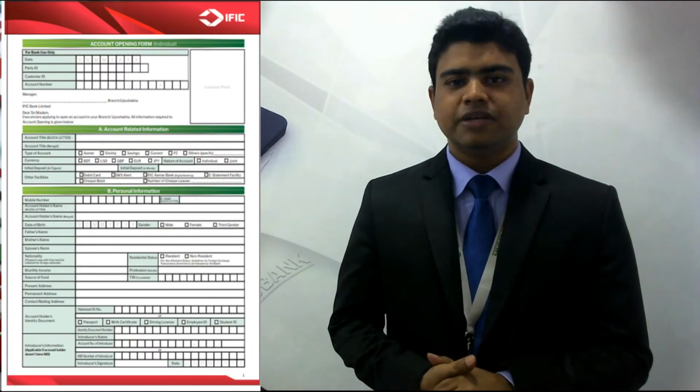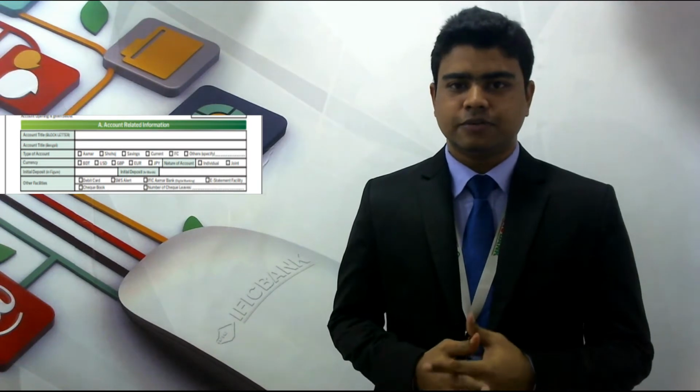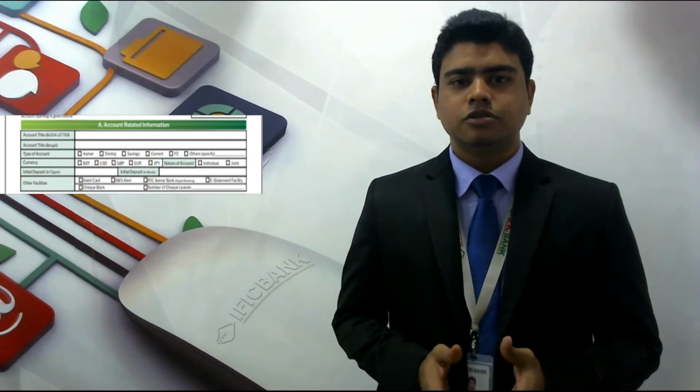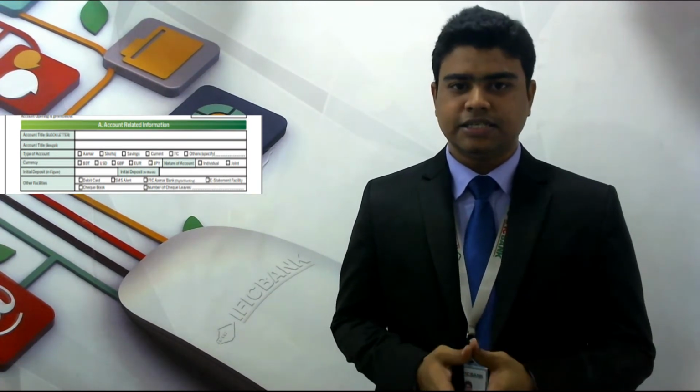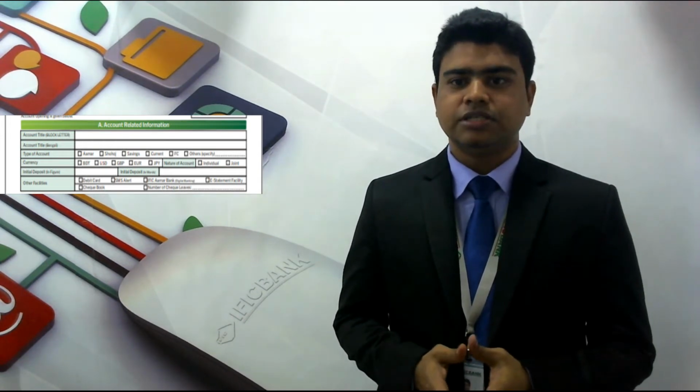The relationship of a customer and a bank starts with opening a bank account. So certainly this is the most important of all forms. There are two types of account opening forms: forms for individual accounts and forms for other than individual accounts. In the individual account opening form, there are 5 parts. Number one is account related information. All the information related to this account will be written here, like account title, types of account, initial deposit, etc.